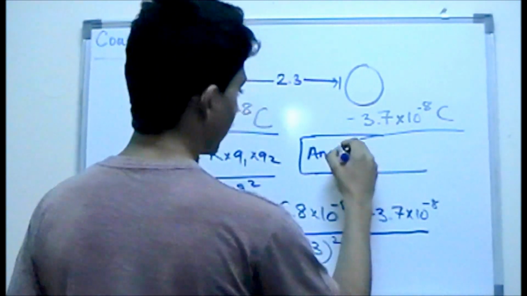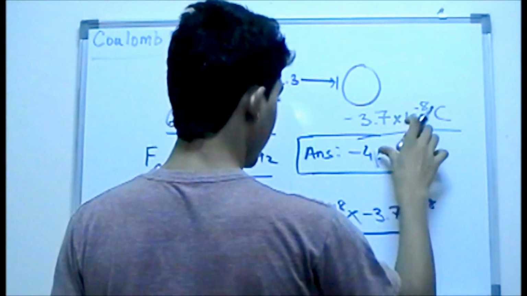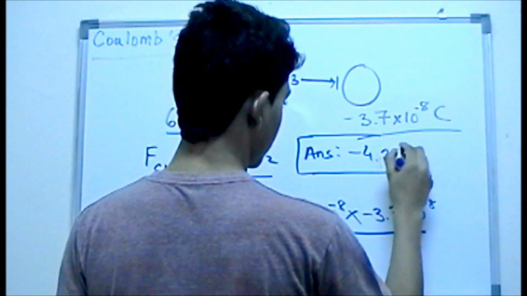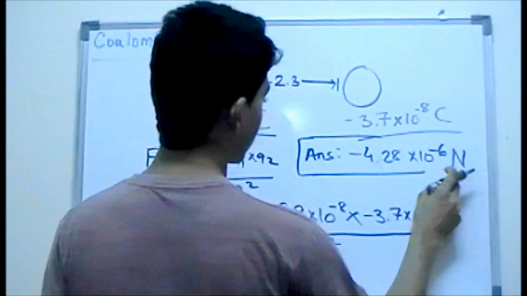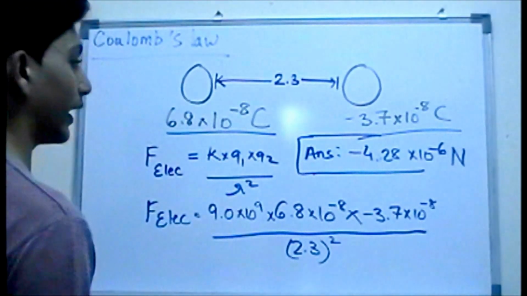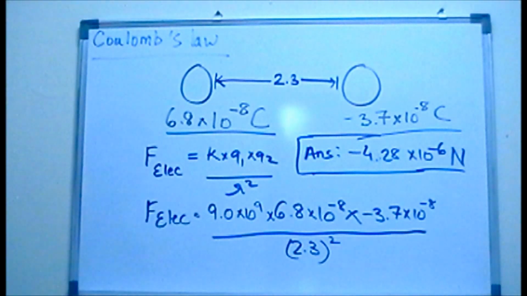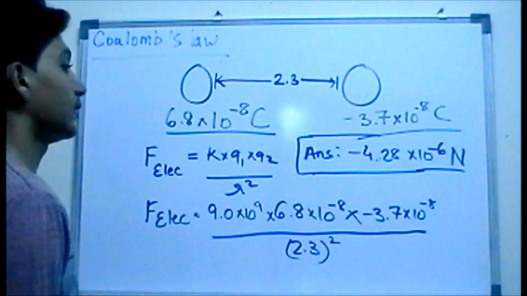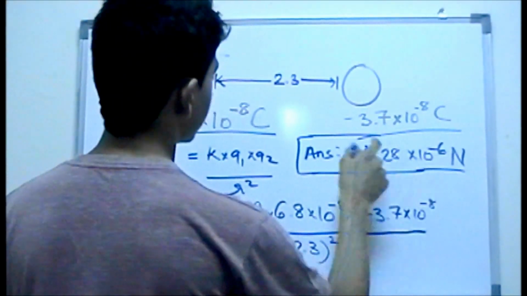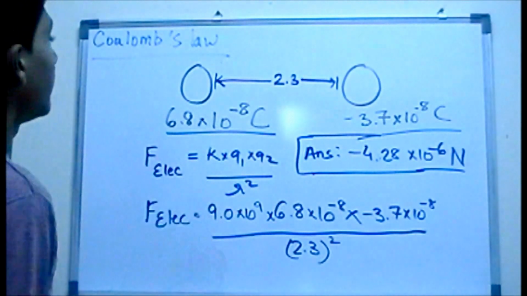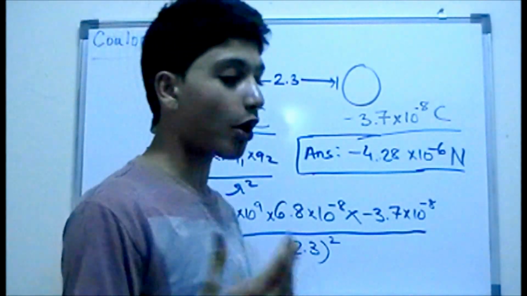So the final answer is negative 4.28 times 10 raised to the negative 6. Since force is always in Newtons, and we already talked about this in our fundamental physics volume, I don't think we need to go over it. Now we need to know whether the objects are attracted to or repelled from each other.